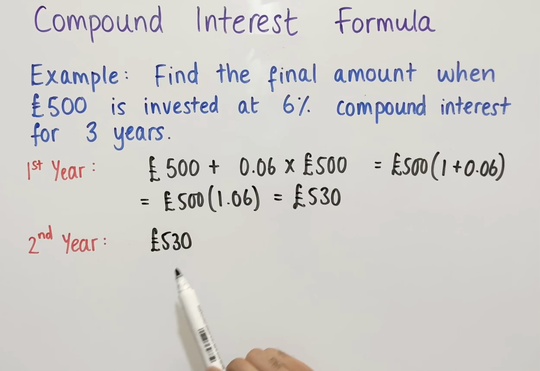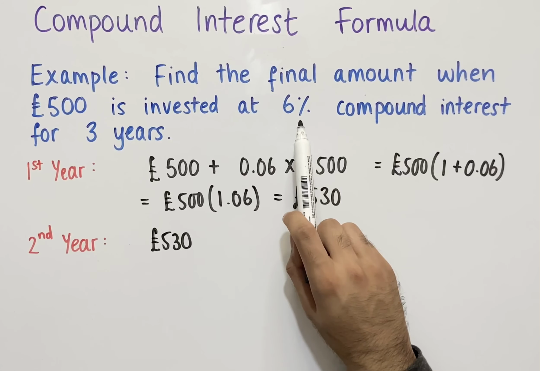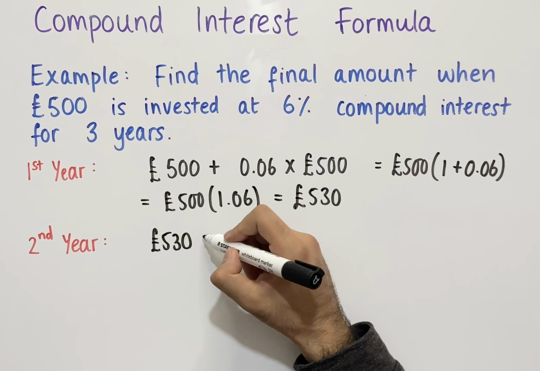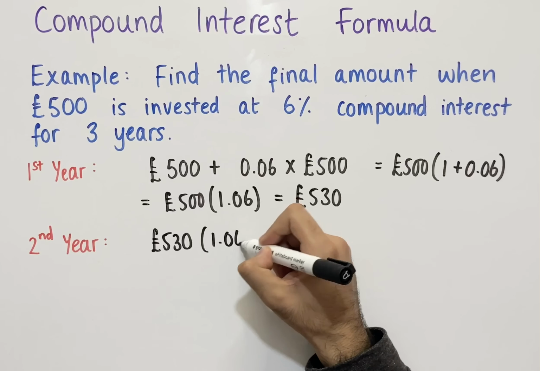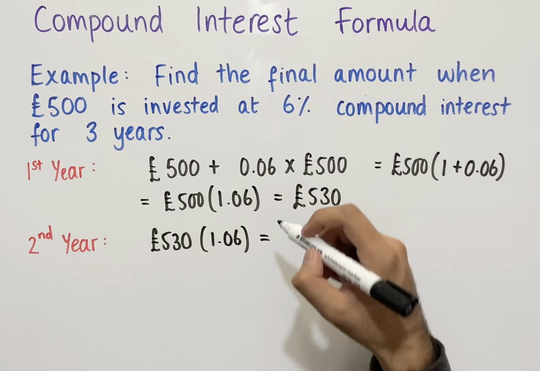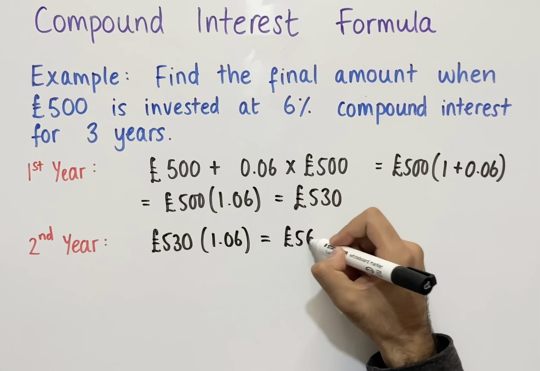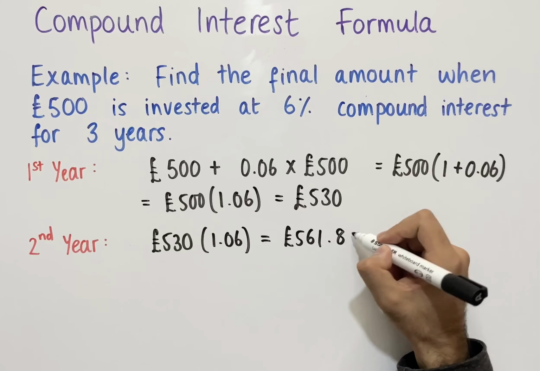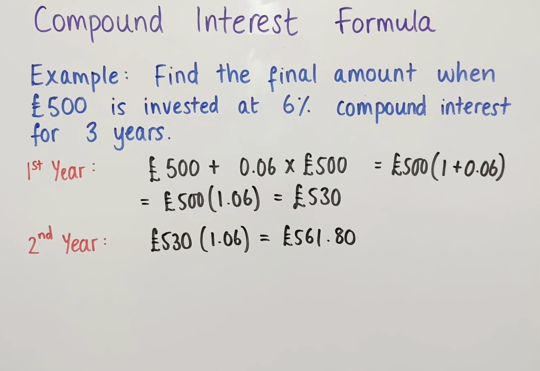So in this case, a 6% compound interest rate as a decimal multiplier is 1.06. So we can multiply by 1.06, and so this would end up giving us £561.80. So that's how much we have after the second year. Then finally, in the third year, we would look at how much money we have after the end of the second year, which was £561.80, and then we would add on 6% of that amount to work out the value we have at the end of the 3 years.